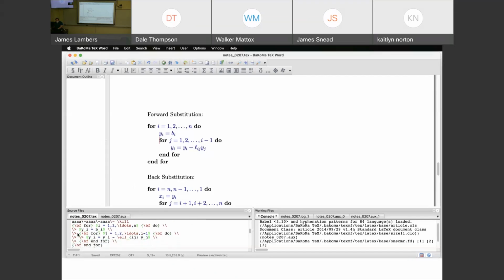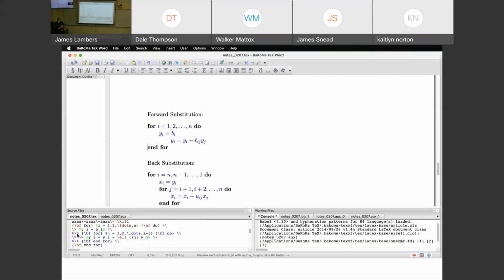So I can get rid of that loop. And wherever I see j, I can replace it with i minus 1.